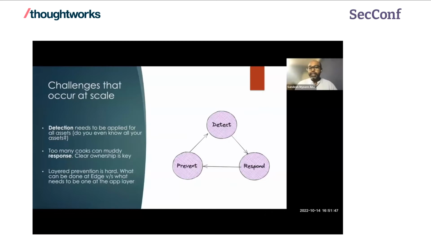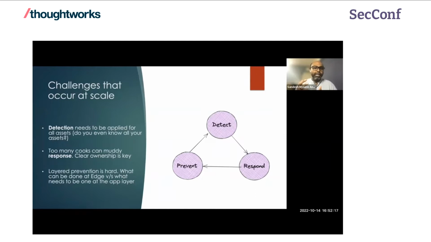Clear, right? When an attack happens, obviously it shows that people care. But the problem is that if you have too many cooks managing your response strategy, it can muddy the waters. There's no clarity of thought, etc. So clear ownership on who's doing what is very important when you're responding to an attack, right? And too many cooks can really spoil the dish there.